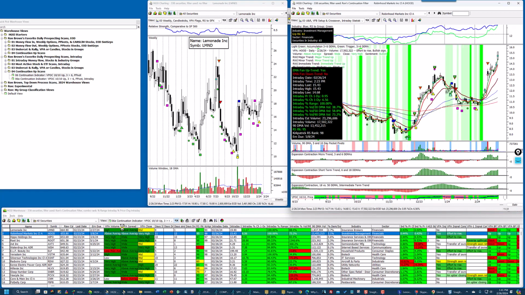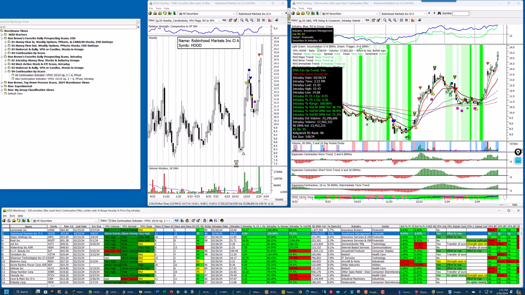Now Robinhood. Let's take a look at Robinhood. Well, Robinhood came out of the doldrums and shot way up. It's on the move again. Look at it up here. The group's moving up. It's outperforming the group. Let's look at the characteristics again. Go down here to the arrow.